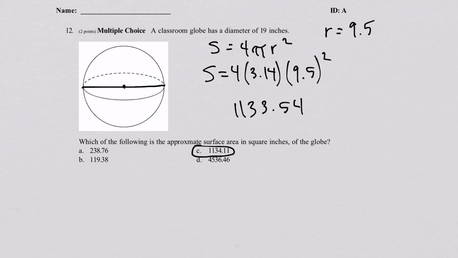Let me double check that using the button for pi instead of 3.14. So 9.5 squared times 4 times, I'm going to use the pi button on my calculator, 1134.11. Yeah, perfect. That is the correct answer.